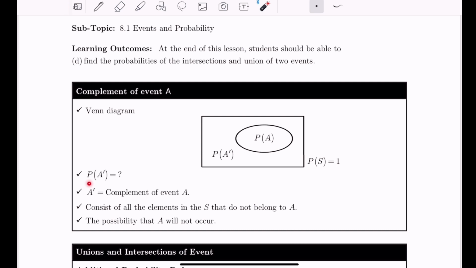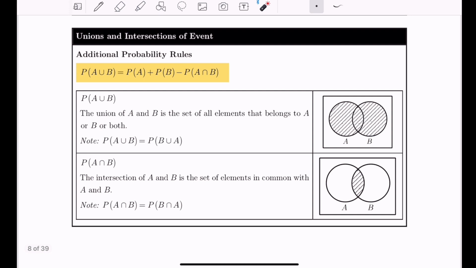So what is the probability of A prime? A prime means the complement of event A, not A. It consists of all elements in S that do not belong to A. It is the possibility that A will not occur. Next, we're going to have a look at unions and intersections of events.